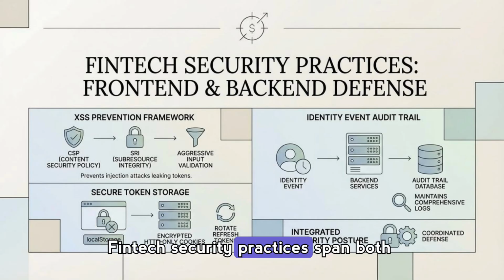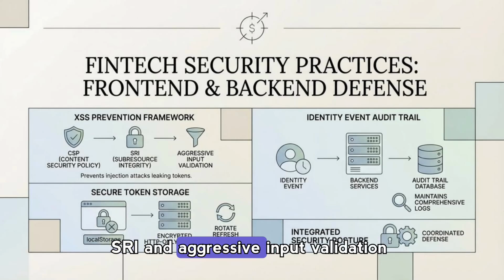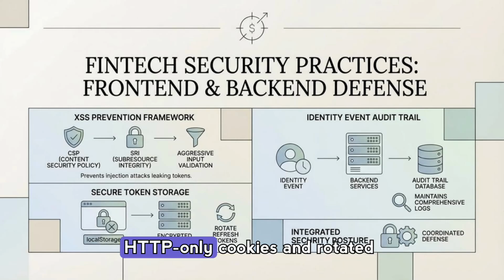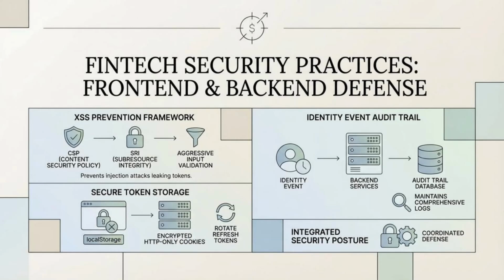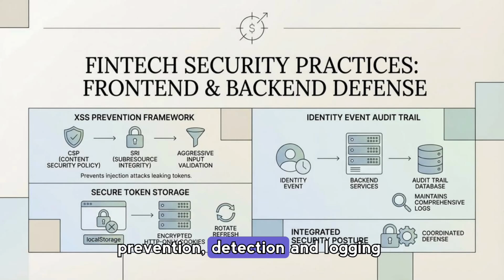Fintech security practices span both sides. Front-end defenses use CSP, SRI, and aggressive input validation to prevent injection and XSS, secure token storage with encrypted HTTP-only cookies and rotated refresh tokens, while back-end systems maintain comprehensive identity, event, and audit trails, and a coordinated security posture so that prevention, detection, and logging work together across the stack.